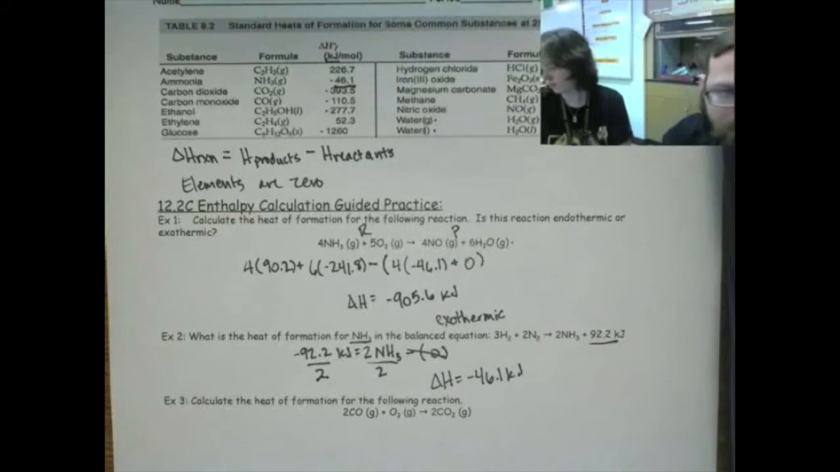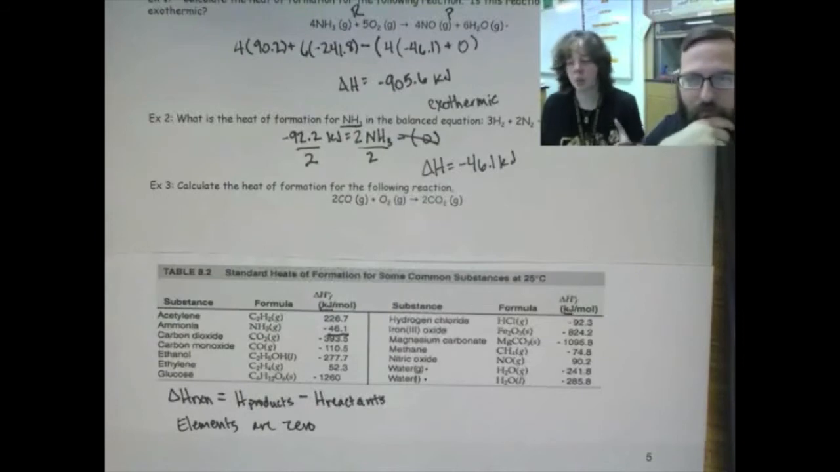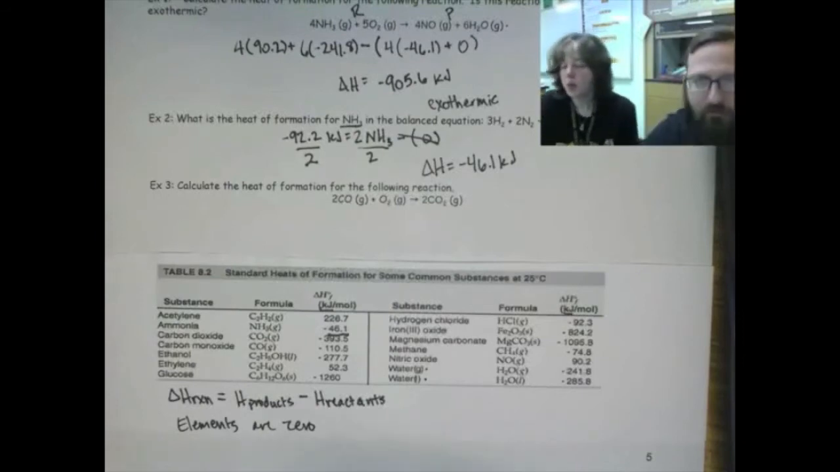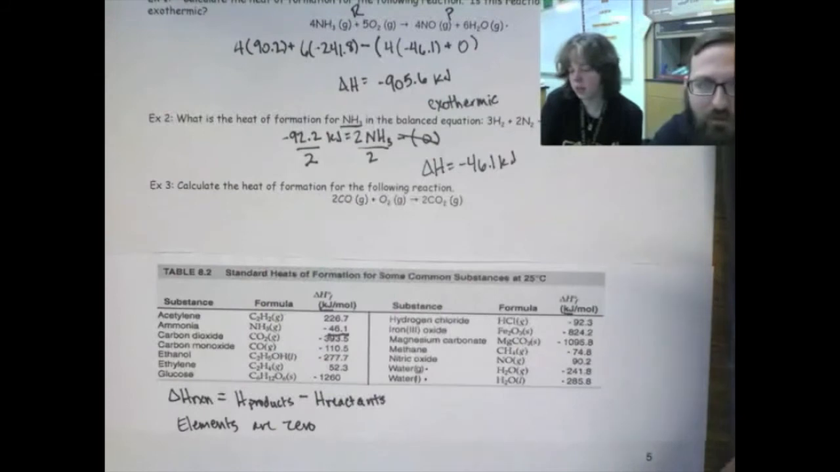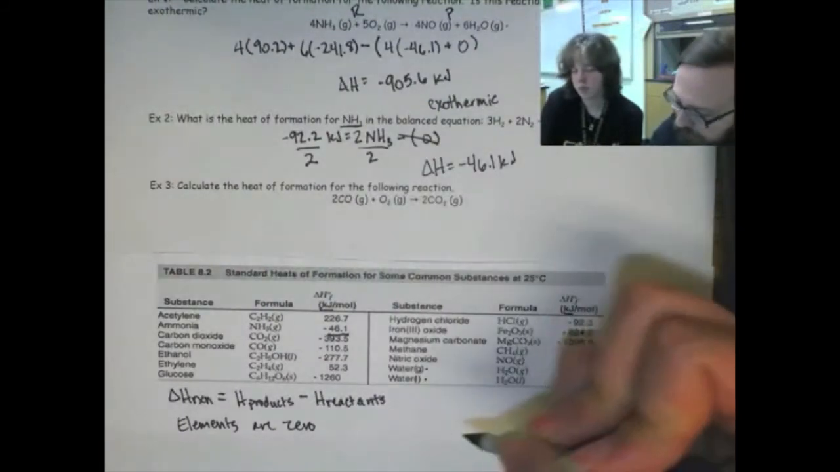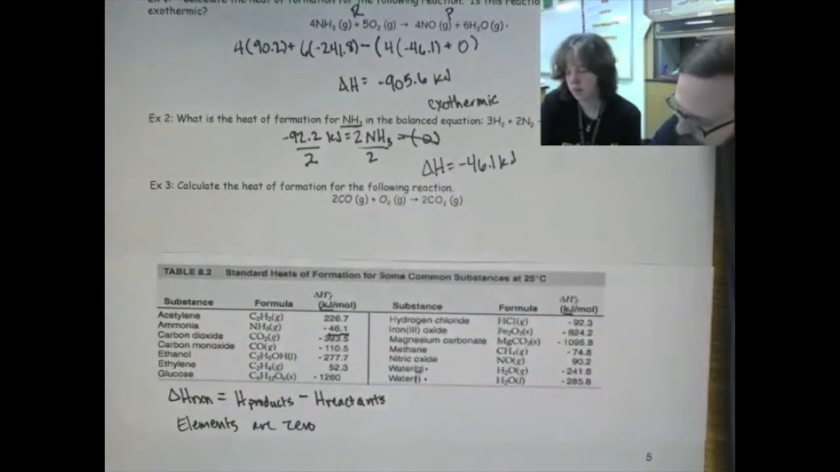All right. So now for our last problem. And this is going to go back more toward our basic formula. We want to calculate the heat of formation for the following reaction. And so we know that our delta H is going to equal the heat of our products minus the heat of our reactants. And we've got to make sure we add all of them up.